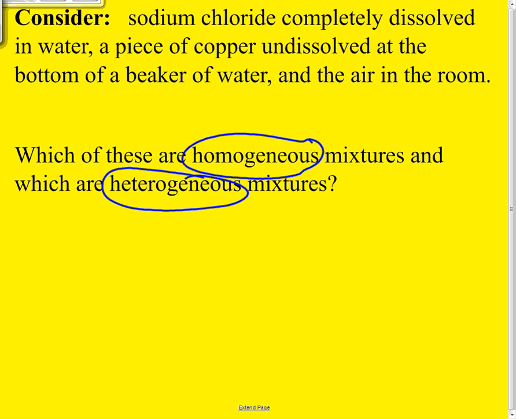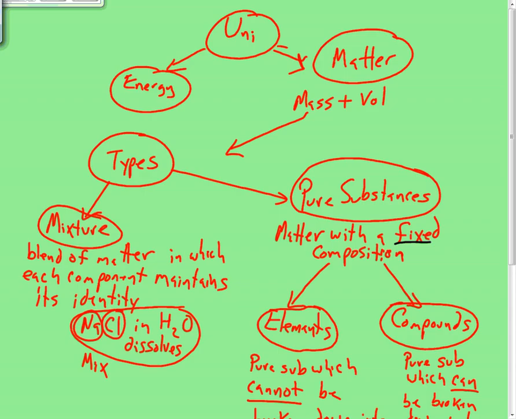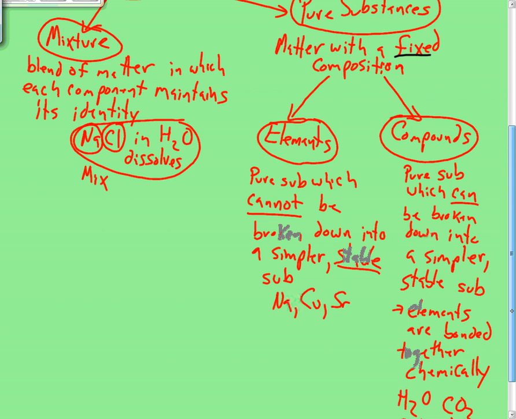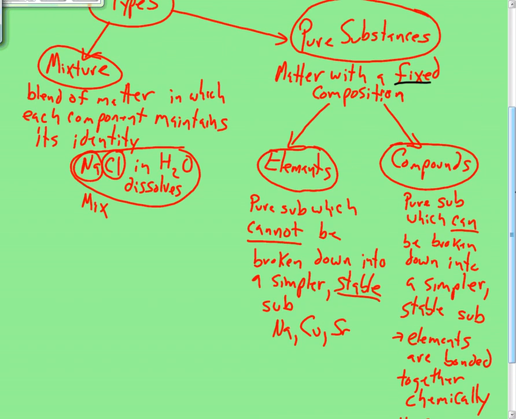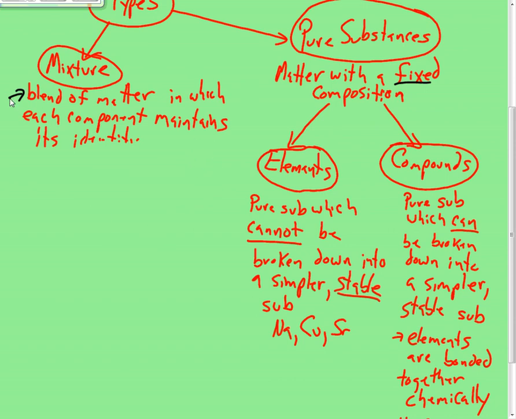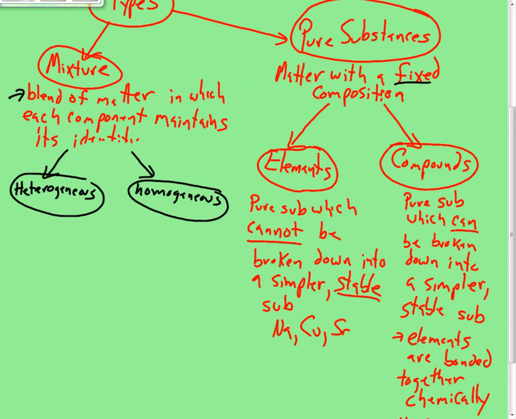So let's go back to our beautiful picture here. Oh my gosh, look at that. And let us fill in some stuff here on our other side of mixtures. So we said a mixture is a blend of matter in which each component maintains its identity. And we said something like sodium chloride in water is a mixture. Okay, but there are 2 types of mixtures. We can have heterogeneous, and we can have homogeneous. Okay, heterogeneous and homogeneous.